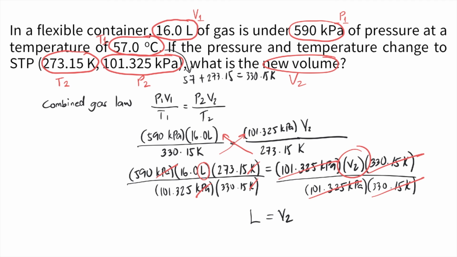Now you just have to solve this using your calculator. 590 times 16 times 273.15 divided by 101.325 times 330.15. So the answer to this question is approximately 77.1 liters. And that is the answer to this problem.